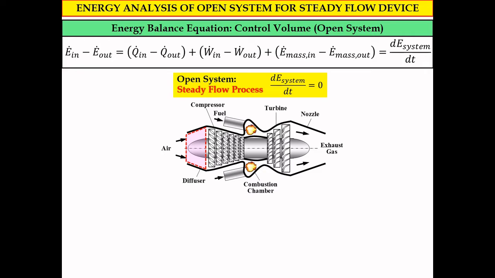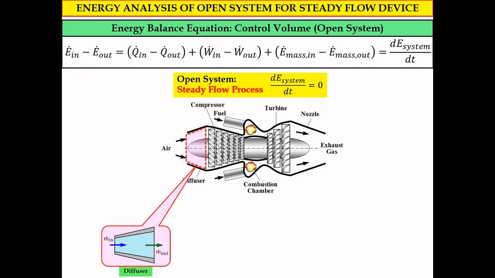For example, we have a diffuser. This is a simple schematic diagram that describes the diffuser. We have mass flow rate in, and also mass flow rate out. We can see that the cross-section area at the inlet is smaller compared to the cross-section area at the outlet of the diffuser.